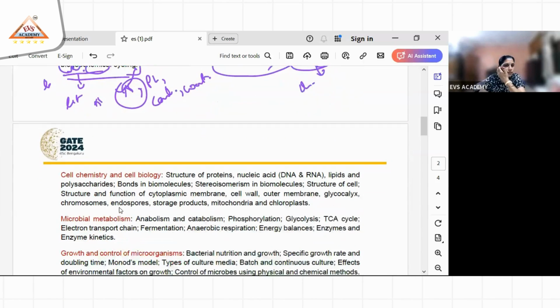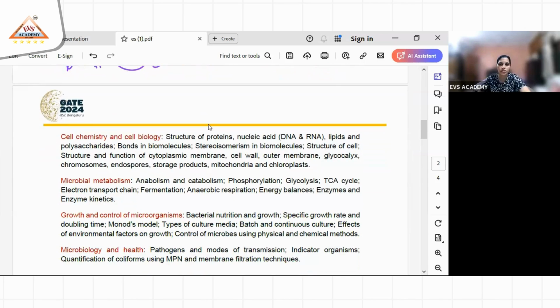Next is cell chemistry and cell biology, in which we study the structure of proteins, nucleic acids, lipids, and polysaccharides. This portion we have already studied if you had biology in 11th and 12th, but we will study it here also. Bonds in biomolecules, stereoisomerism in biomolecules, structure of the cell, structure and function of cytoplasmic membrane, cell wall, outer membrane, glycocalyx, chromosome, endospore, storage products, mitochondria, and chloroplast. The whole chemistry of the cell.